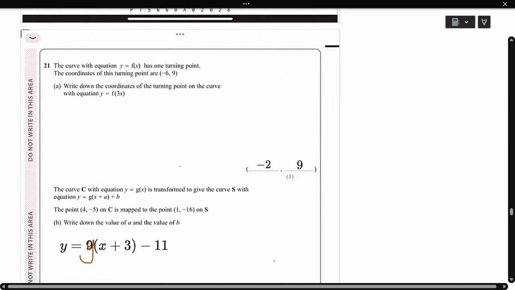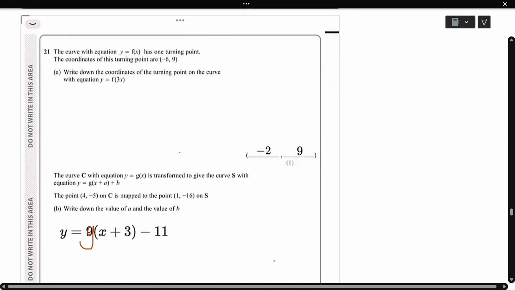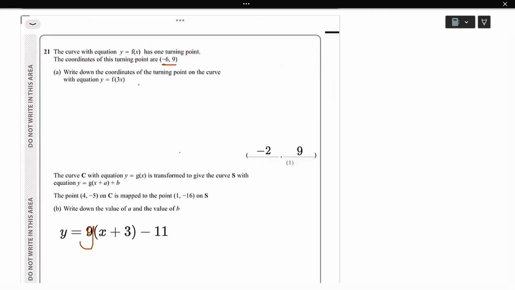And next one, question 21. The curve with the equation f of x has one turning point. The coordinate of the turning point is (-6, 9). So the translation happens like this. When the 3 is inside the bracket, we need to divide. So the x-axis we need to divide by 3. So (-2, 9).